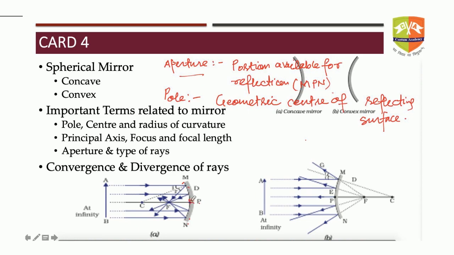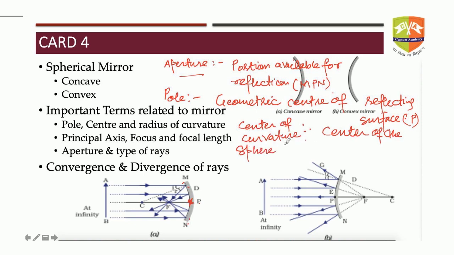And with respect to those two incidence rays, I need two reflected rays. So wherever those two reflected rays would be cutting each other, at that particular point I will have my image. So this ray will go here, somewhere here, it will cut here, and if I draw this, this will come like this. So my image would be somewhere here.